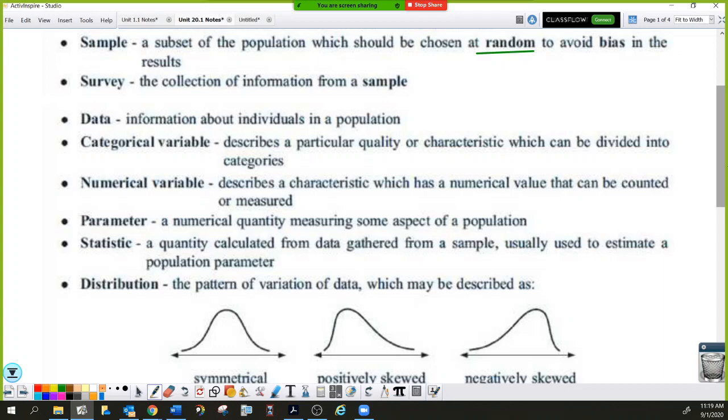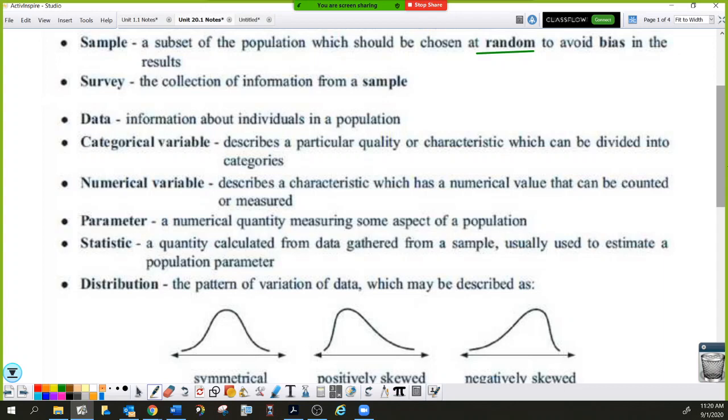So a categorical variable is going to describe a particular quality or characteristic which can be divided into other categories. Whereas a numerical variable is going to be describing a characteristic which has numerical value, something that can be counted or measured, quantified in some way. For example, I could do a survey on how many people in our school have blonde hair. Or I could do a survey on the average lengths of blonde hair. These are both considered numerical.